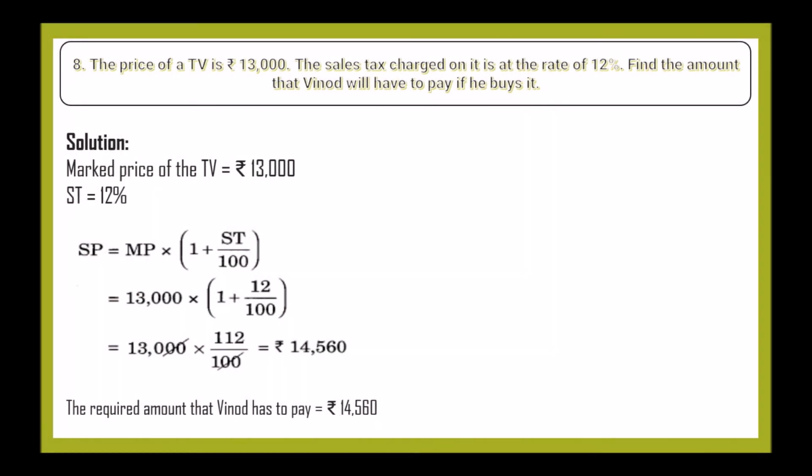8th question. The price of a TV is rupees 13,000. Sales tax charged on it is at a rate of 12%. Find the amount that Vinod will have to pay if he buys it. So the marked price of the TV is 13,000. ST is 12%. SP equals MP × (1 + ST/100). So 13,000 × (1 + 12/100), that is rupees 14,560. So the required amount that Vinod has to pay is rupees 14,560.